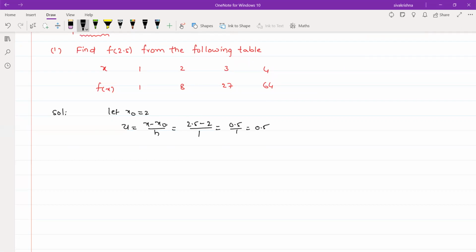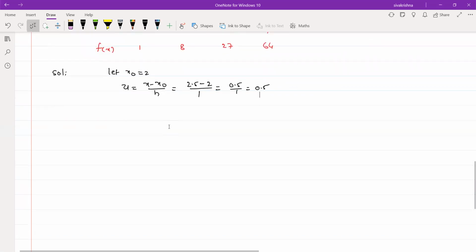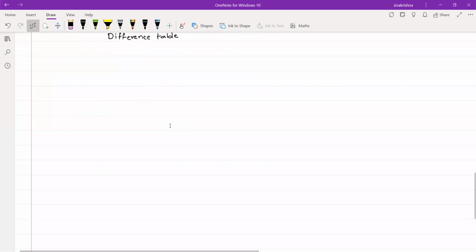Okay, so after getting the u value, now we have to draw the Gauss forward difference table. For that, I am writing the difference table. Once again, we have to find the difference table. Here the first column is the values of x and the second column is the values of y. The x values are 1, 2, 3 and 4, and the corresponding y values are 1, 8, 27 and 64.